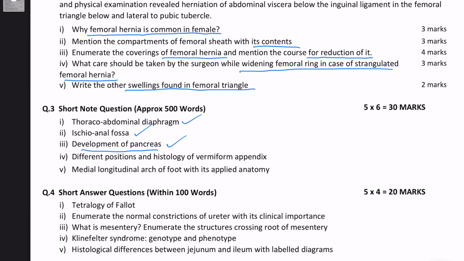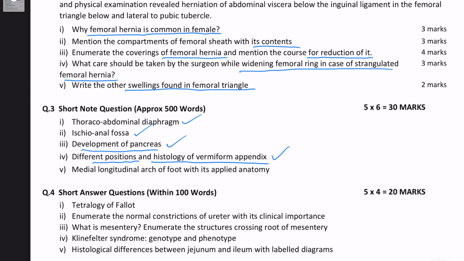Different positions and histology of vermiform appendix. Super important positions and histology of vermiform appendix. This also has been explained in detail by me because it's a repeated question. This has been asked in 2021 main exam, and I had uploaded the video, so you can again revise it from there. So both these questions, pancreas and vermiform appendix, are repeated questions from the previous batch.